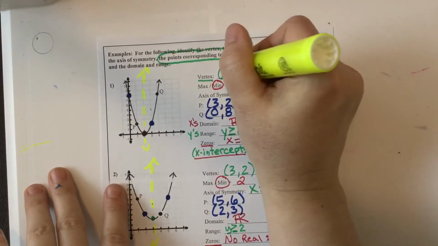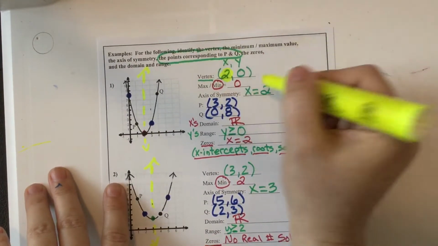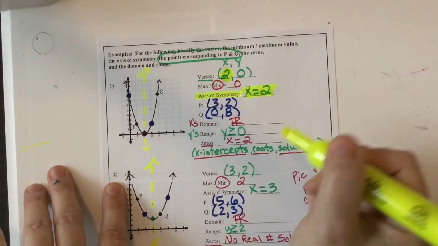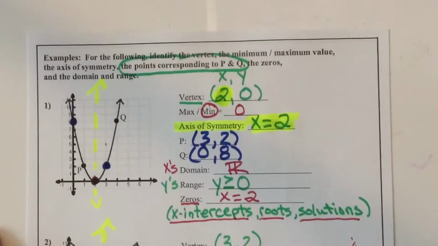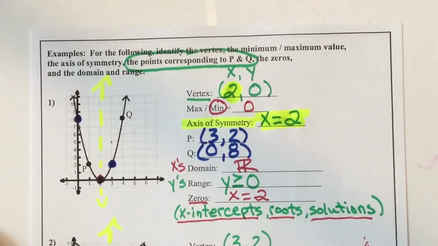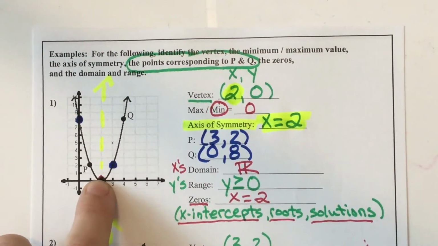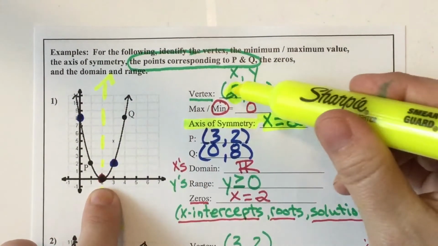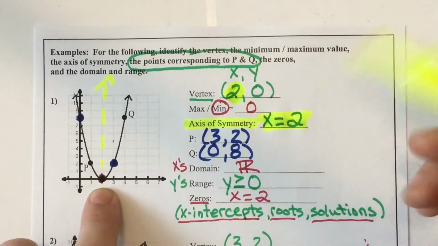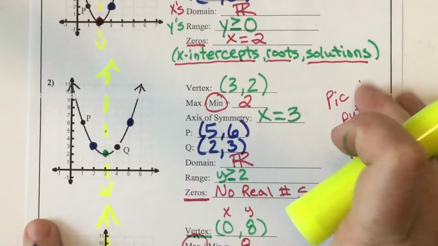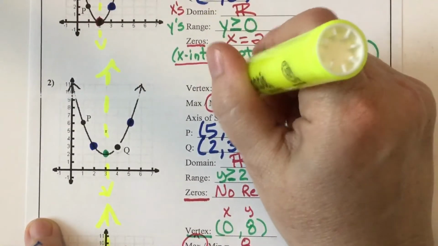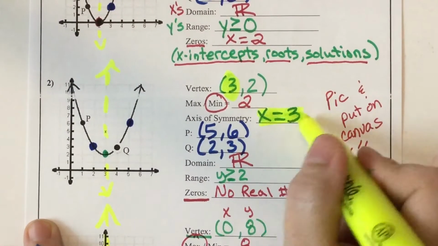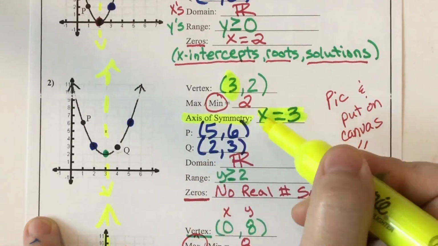Whatever the x-coordinate of the vertex is, that's the same x value of the axis of symmetry. And hopefully that makes sense to you because the vertex is on the axis of symmetry. So if the vertex is going to be on the axis of symmetry, then their x-coordinates would have to be the same. All right, so once again, I'm showing you that the x-coordinate of the vertex is the same as the x value of the axis of symmetry.